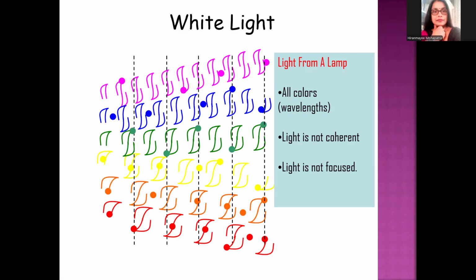Let us first understand how ordinary light differs from laser light. In ordinary light, light coming from a bulb or lamp, it contains many colors or wavelengths and it is not coherent. It spreads in all directions. It is less focused. That is why ordinary light appears scattered.